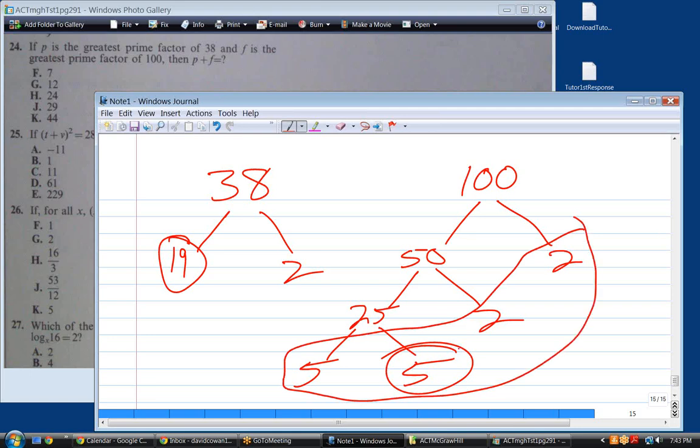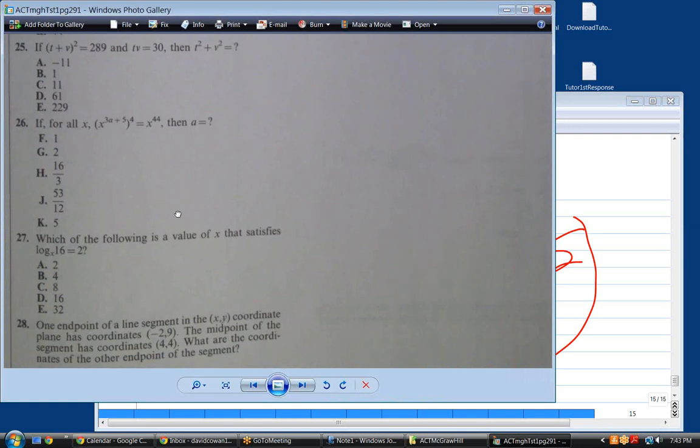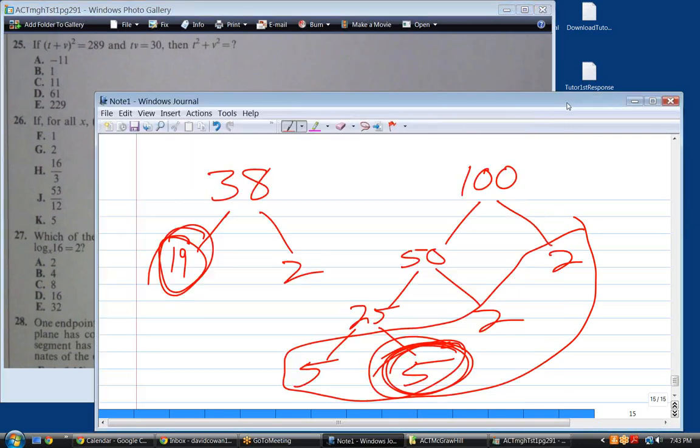So you would add 5 plus 2 and that'd be 7. Oh, because it wants the greatest prime factor of 38 added to the greatest prime factor of 100. Okay. 19 was the greatest prime factor of 38. 5 is the greatest prime factor of 100. The two of them add to 24. Right. All right. Let's try to get one more in here at least.